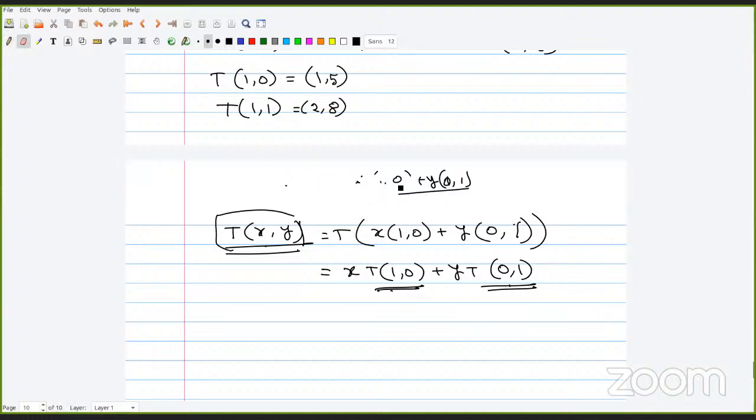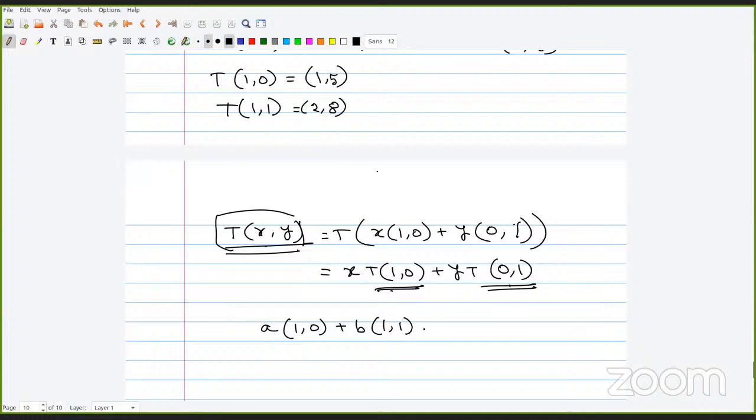So there are two processes, and I am going to discuss both of them. This is the first process, where I am writing (x, y) in terms of the standard ordered basis, and I am trying to write this standard ordered basis in terms of (1, 0) and (1, 1). But then from where will we get T of (0, 1)? That I am doing right now.